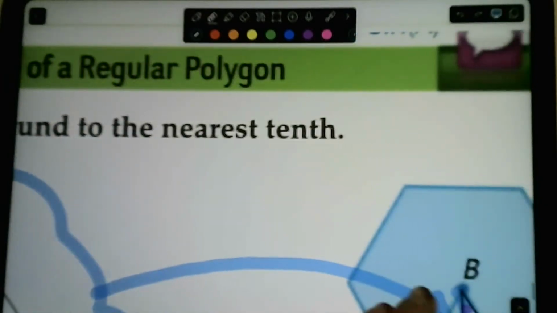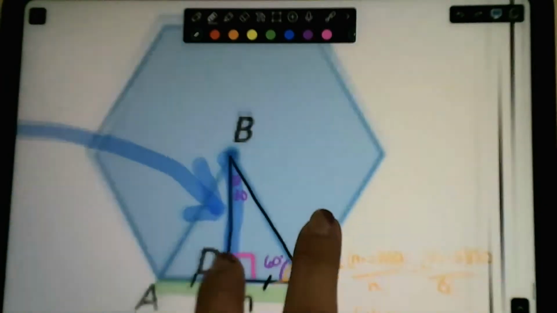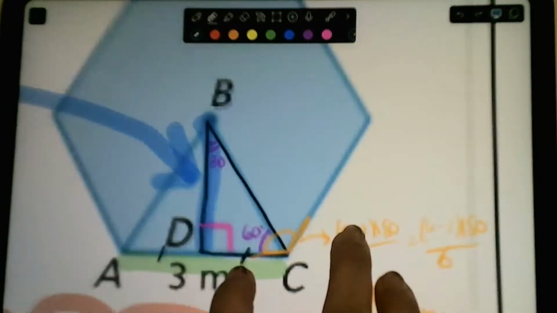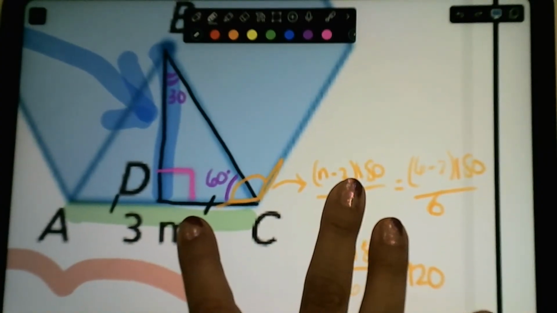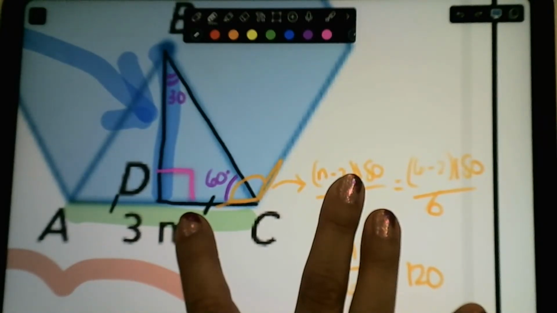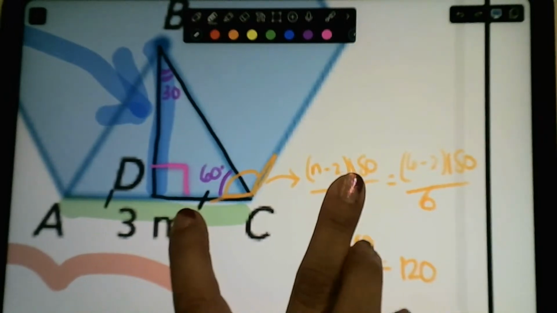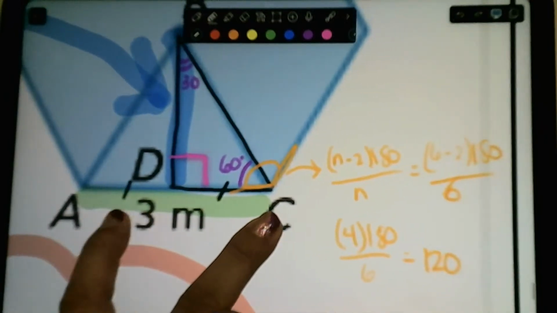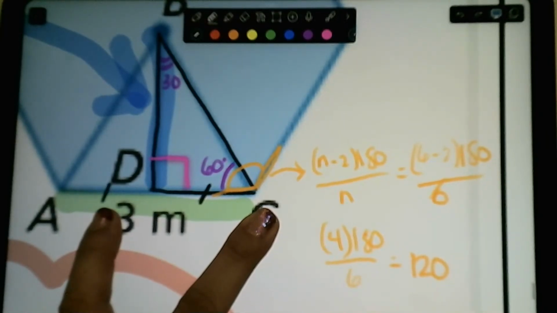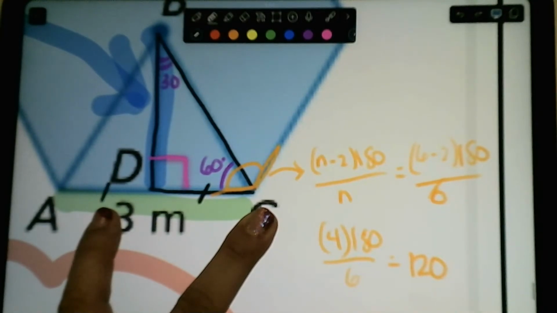I then looked at my shape and I went, okay, I need to find one of the measures of this thing. So the first thing I did here in this corner was I found the measure of that entire corner of the hexagon. I used my polygon angle sum, the number of sides minus 2, times 180, all divided by the number of angles I have, which is the same as the number of sides, 6. When I calculated that, the hexagon's angle is 120.